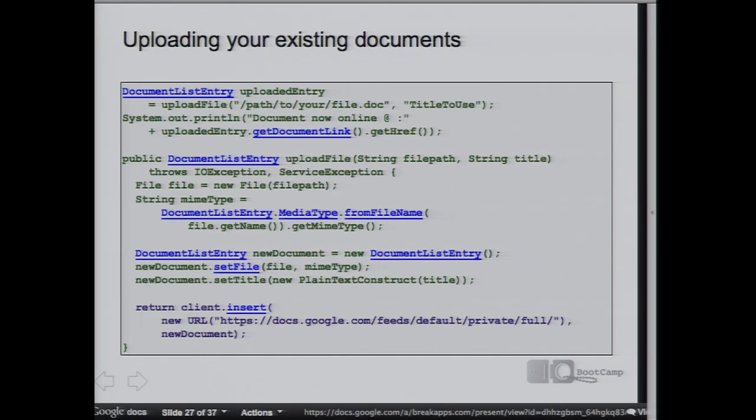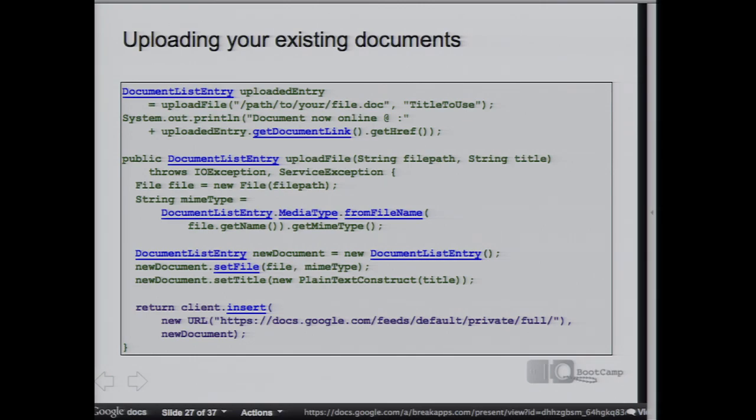So the upload file method is where all the interesting stuff happens. We create a new Java file object based on the given path, and then we find out its MIME type. So these are pretty much the two things required to upload a document. You need to know the path of the file on your hard drive, and you need to know its type. So if you wanted to upload a text document, you don't want to upload it, for instance, as a presentation.